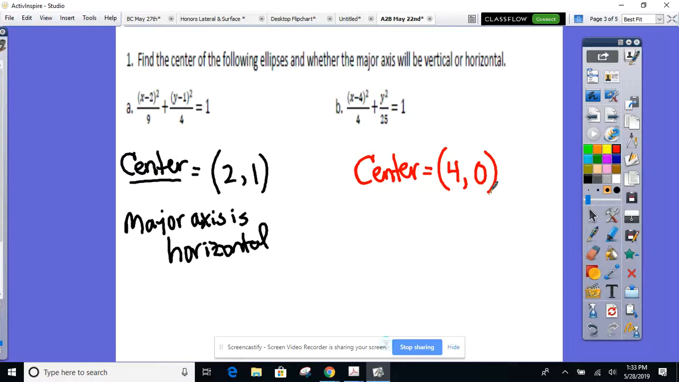Tell me something about the major axis. Horizontal or vertical? Why? Because the 25 is below the y. Y-axis is vertical, so the major axis is vertical. All good. You notice anything about those denominators too, other than one being bigger than the other? They're all perfect squares for a reason.